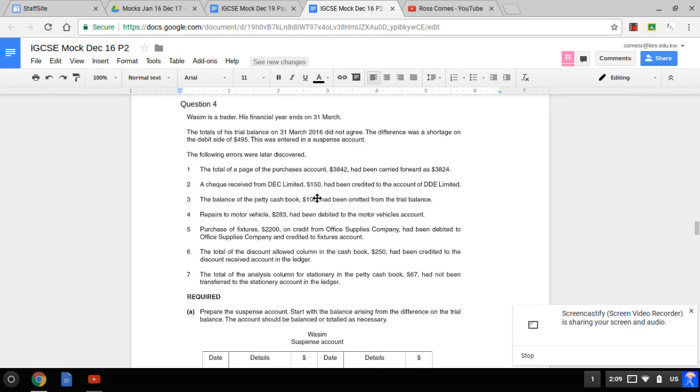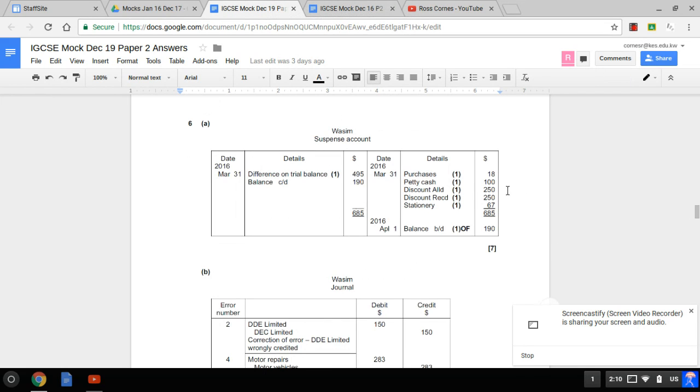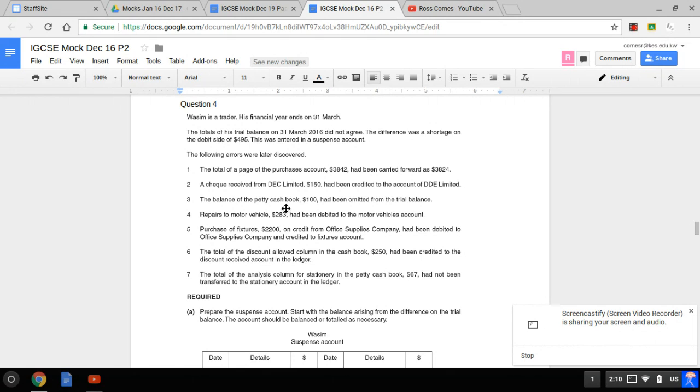Yes, it is. A check received from DECA Limited for 150 is being credited to the account of DDE Limited. Well, we debit bank, credit the customer normally. So the only error there is it's been put in the wrong customer's account. So therefore it won't appear in a suspense account because it's an error of commission. The balance of the petty cash book, $100, has been omitted from the trial balance. So we need to debit the cash or petty cash and credit the suspense account, being done correctly.